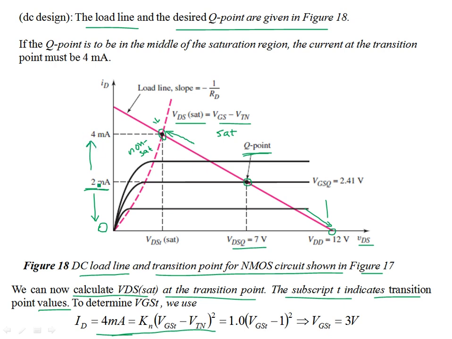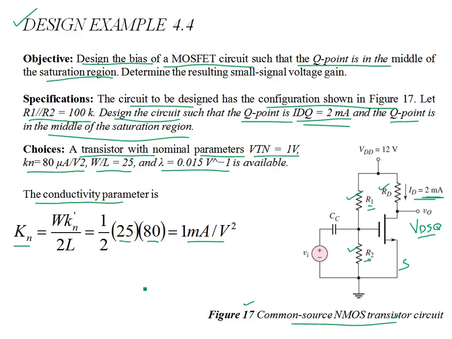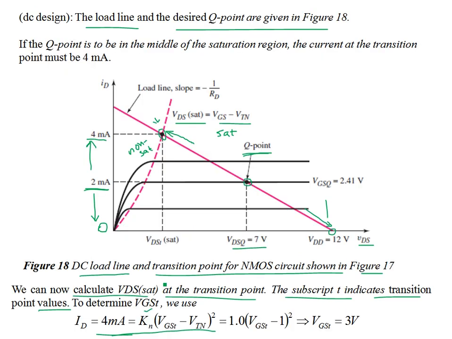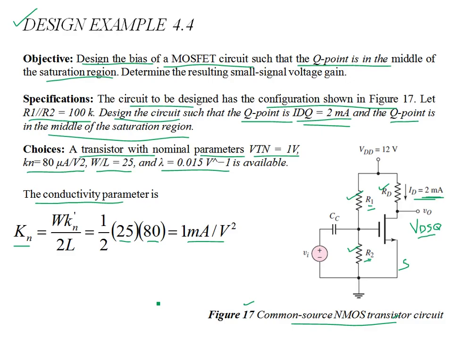Okay, since 2 milliamps is the halfway, 4 milliamps is where you exit the saturation current and go into the non-sat region. So let's use the same relationship over here, with the conduction parameter that we found previously. That's 1 milliamps per volt squared, the transistor conduction parameter. Threshold voltage is given as 1 volt.